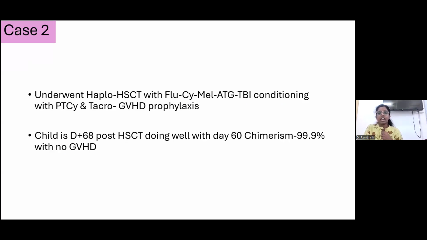And the child underwent haploidentical hematopoietic stem cell transplant because the child did not have any sibling, and the MUD, that is matched unrelated donor workup, was negative. So the child underwent haplo HSCT with the conditioning regimen of fludarabine, cyclophosphamide, melphalan, ATG, and total body irradiation with GVHD prophylaxis with tacrolimus and PTCy. The child is currently day plus 68 post hematopoietic stem cell transplant, and he is doing well with day plus 60 chimerism being 99.9% with no evidence of GVHD.